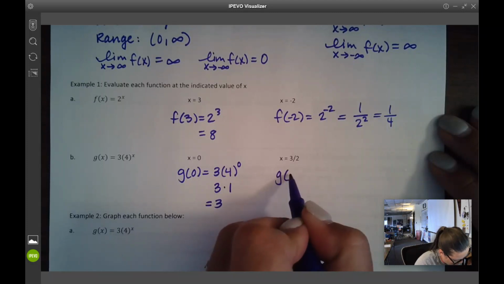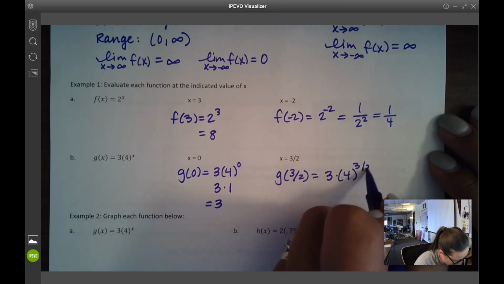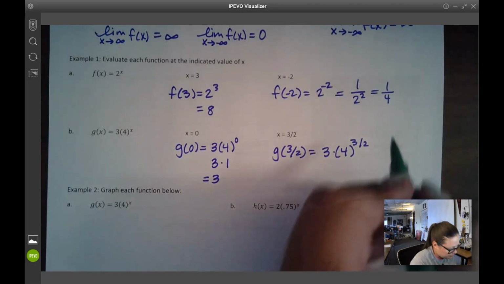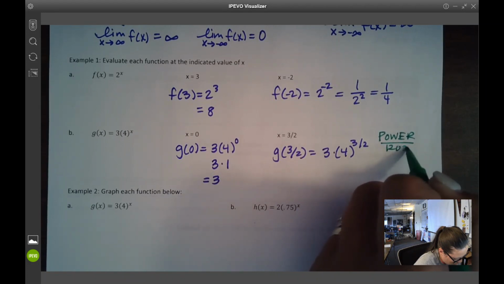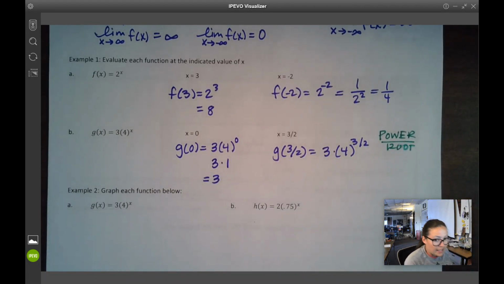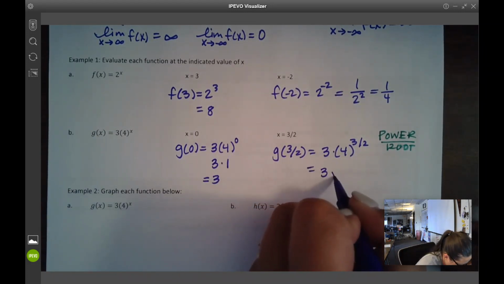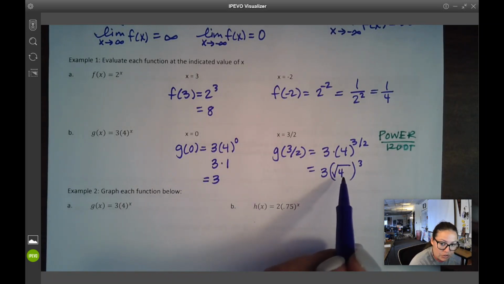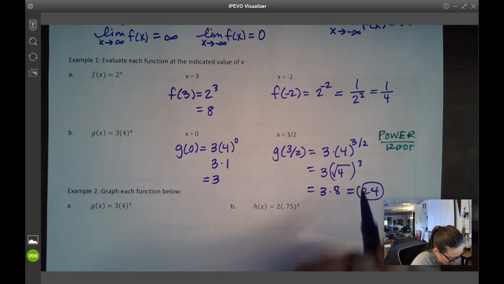Ooh, fraction. Everybody's favorite. 3 times 4 to the 3 halves. What does it mean to raise something to the 3 halves? Power over root. Raising something to the 3 halves is the same as taking the square root and cubing it. So square root of 4, cubed. Square root of 4 is 2. 2 cubed is 8. So I got 24.